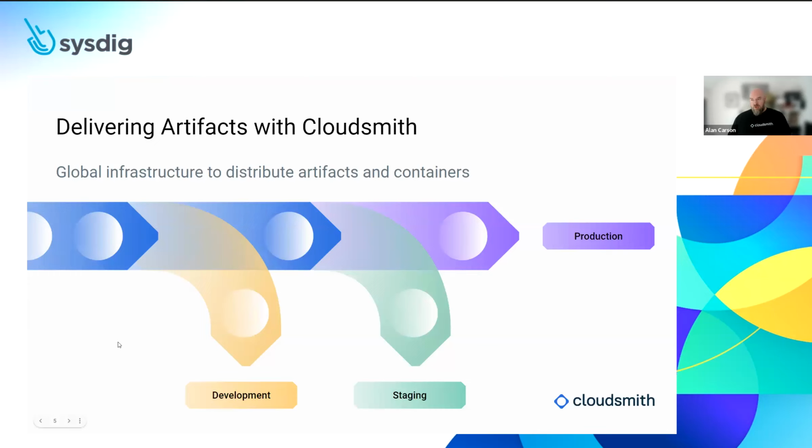That is what Cloudsmith is built to do. It's about global infrastructure in order to distribute artifacts and containers to wherever you need them, whether it be internally to your development teams, through your testing, staging, right through to production, and whether that's in one region, many regions, even into your own on-prem private clouds, we facilitate that. So we are physically taking the virtual asset from your developers and passing that through the chain until you get to production.